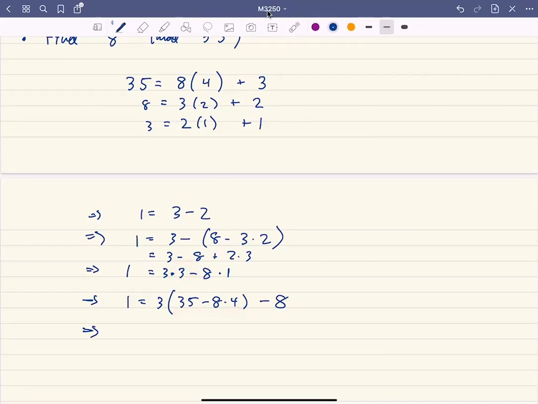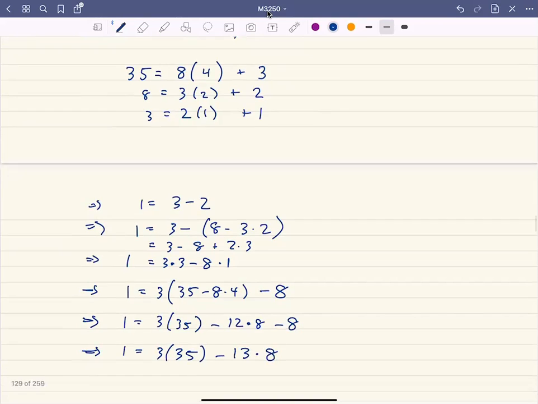Okay, so just replacing this 3 with 35 minus 8 times 4. If you do it with both of them, then things get a little bit muddled. So it's true, of course, if you replace both 3's with 35 minus 8 times 4, what you get is a true statement. It's just not helpful for us anymore. So you just replace one of them. So it turns out that this is 1, that's 3 times 35, minus 12 times 8, minus 8. So in other words, 1 is 3 times 35 minus 13 times 8.